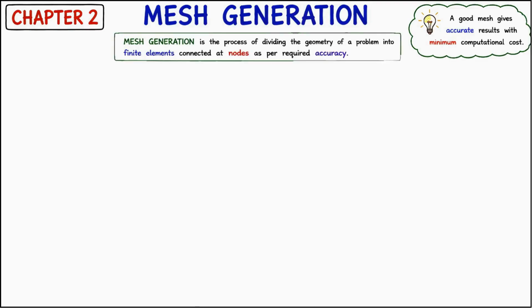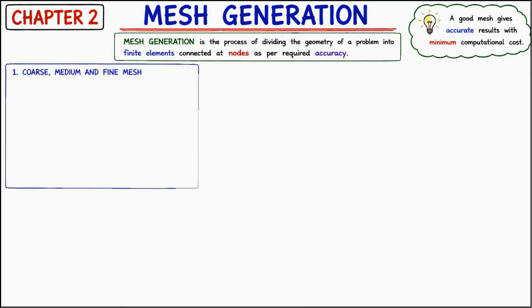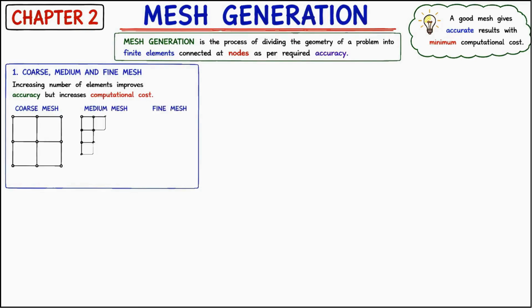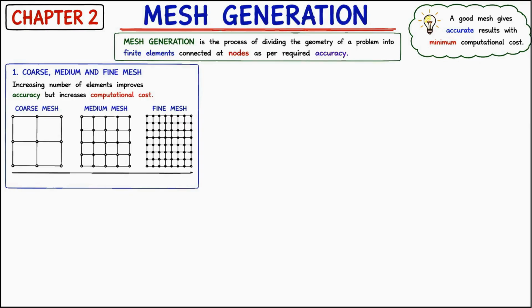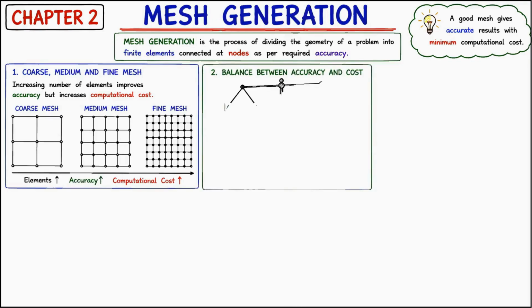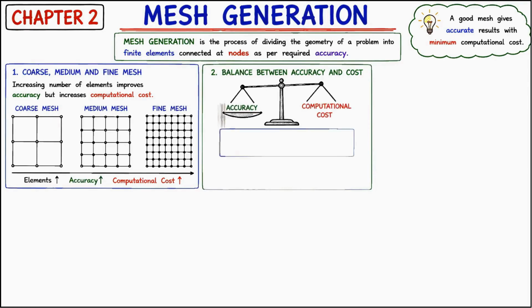The computational time is low, but the accuracy is also limited because the model cannot capture rapid changes in stress or displacement. Next comes the medium mesh, which provides a better balance between accuracy and computational cost. Finally, we have the fine mesh. A large number of small elements are used. This improves the accuracy considerably, but the computational time and memory requirements also increase. So there is always a trade-off between accuracy and computational cost.